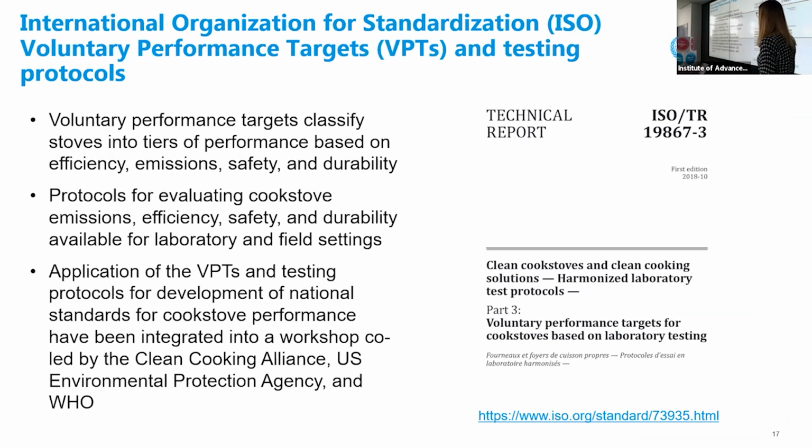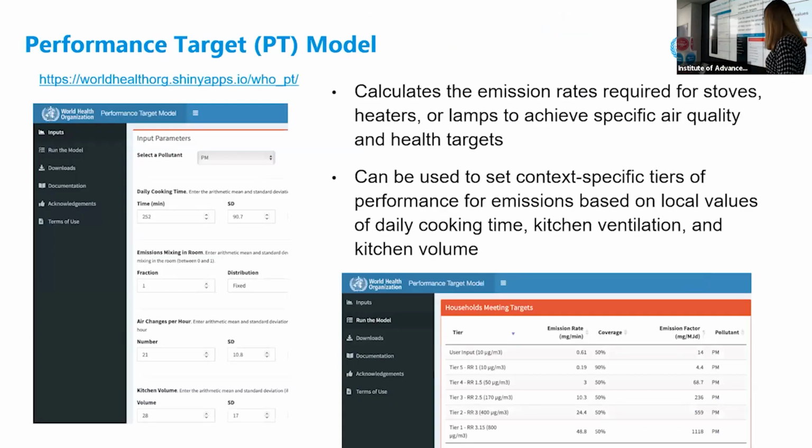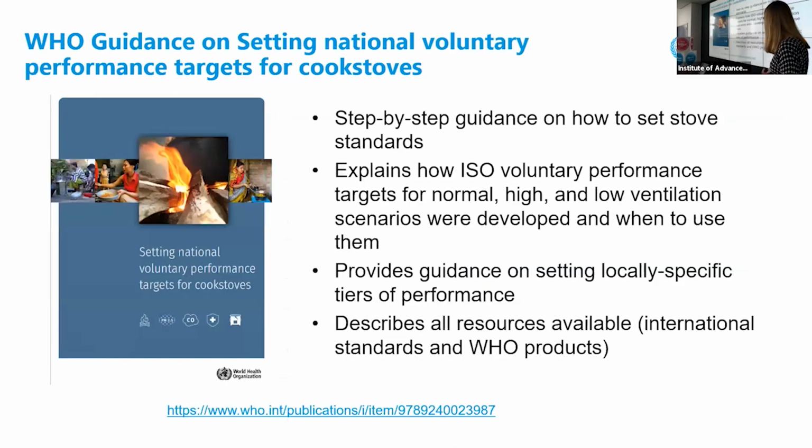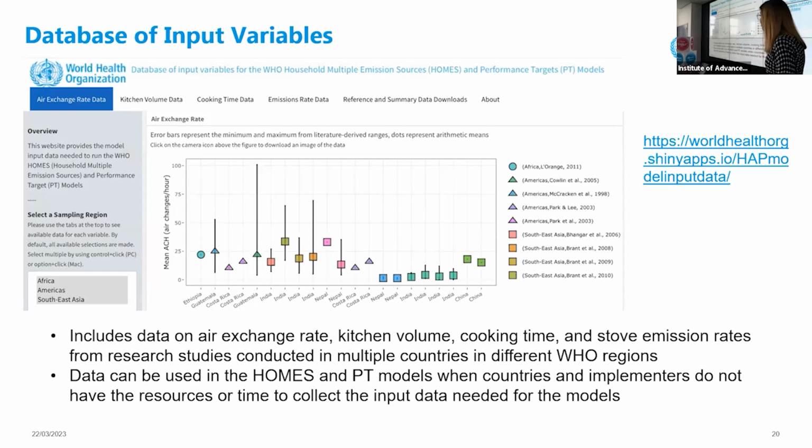So again, we have specific information on voluntary performance protocols. We have performance targets so that you could actually see, if you wanted to develop your own standards, what you would need in terms of your emissions, et cetera. And then we have guidance on really setting your own national performance targets. So this is really a how-to guide to put these in place. And we even go so far as to provide the input variables.